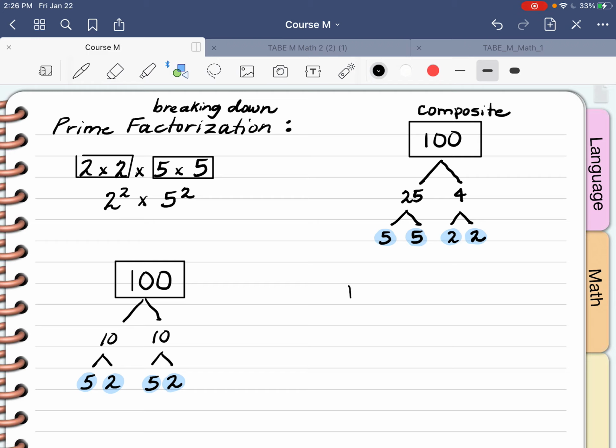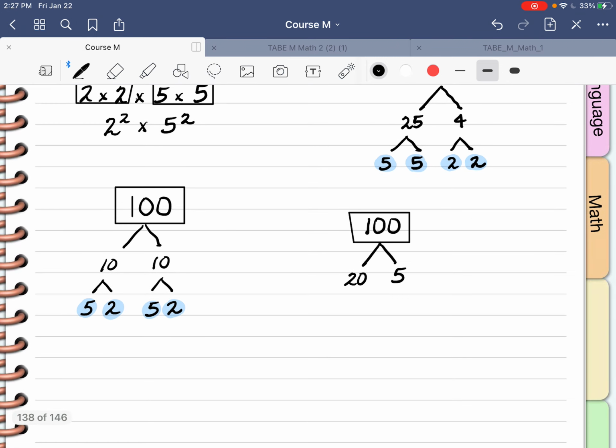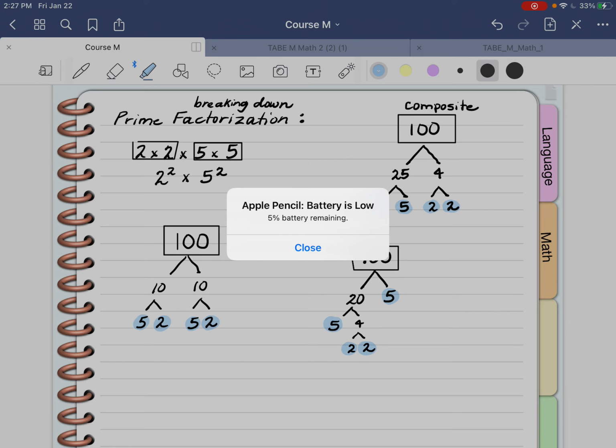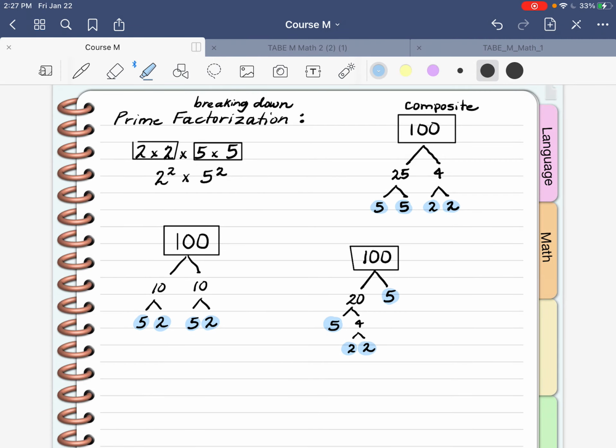Let's factor our 100 using 5 times 20. Okay. So 20 will break down. The 5 won't, but this could be 5 and 4. And that would be 2 and 2. So again, you end up with the same set of prime factors. Doesn't matter how you go about it, you will get the same prime factorization for the number if you do it correctly.